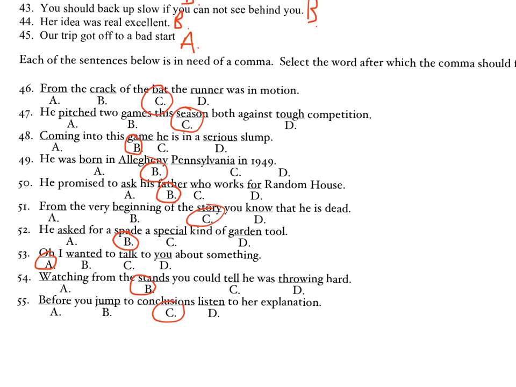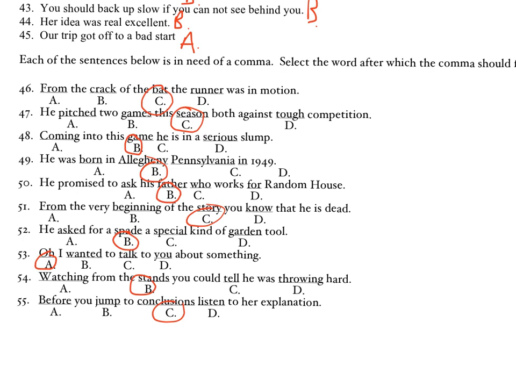He pitched 2 games this season, both against tough competition. Okay. We are setting off the non-essential information, both against tough competition, with a comma. So after season, there's a comma. Set off non-essential or interrupters with commas. Coming into this game, he is in a serious slump. Coming into this game, again, when you begin the sentence with a participial phrase, you want to set it off with a comma. Coming into this game describes he, the subject of the sentence. So, comma after game.